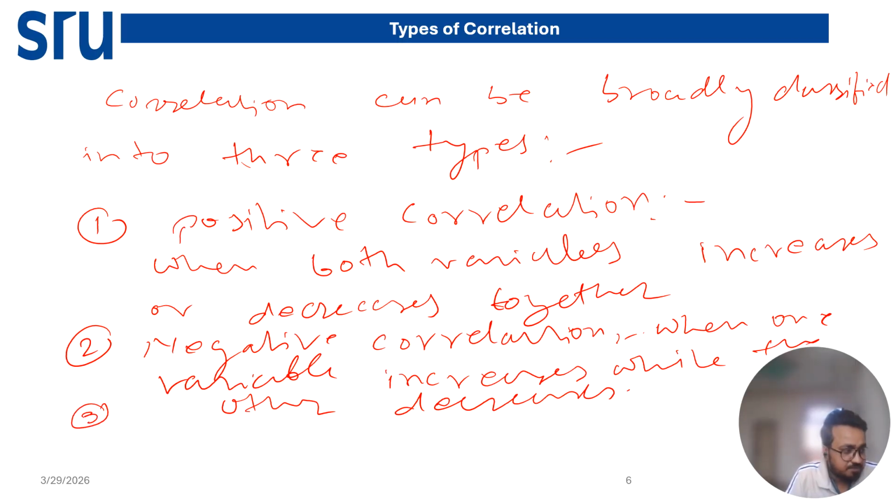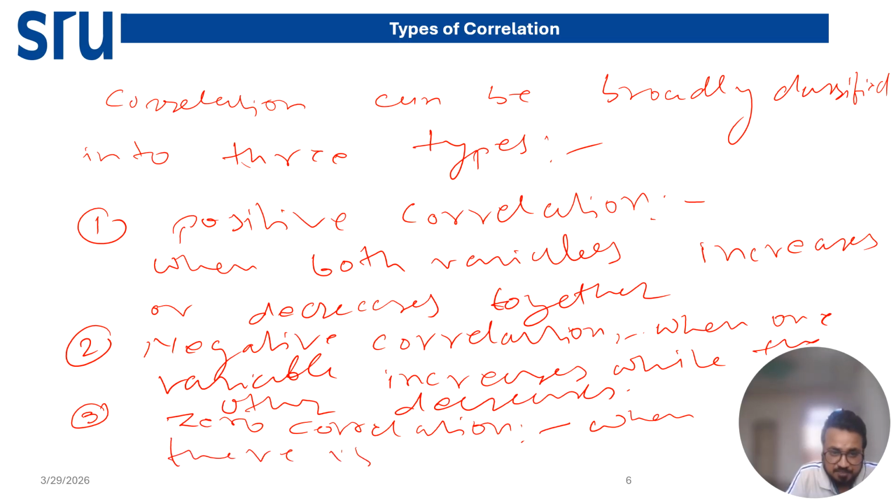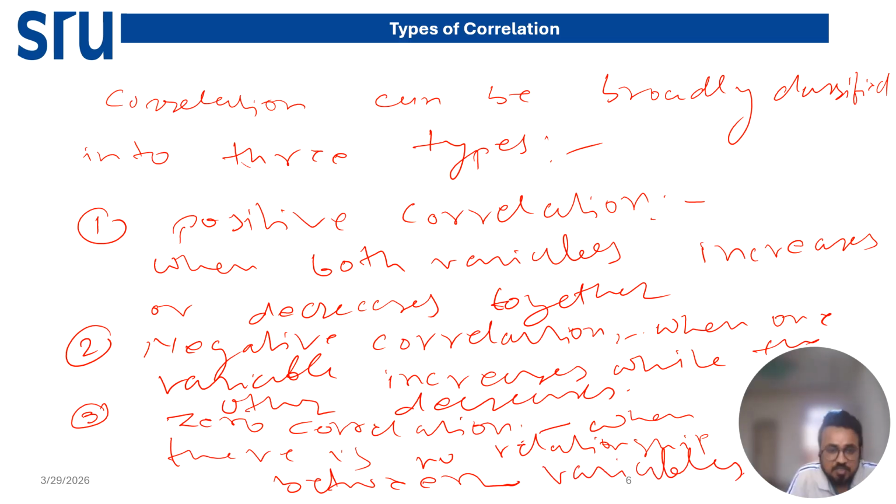Third one is zero correlation. What is this? When there is no relationship between variables. Okay, so these are the types of correlation.